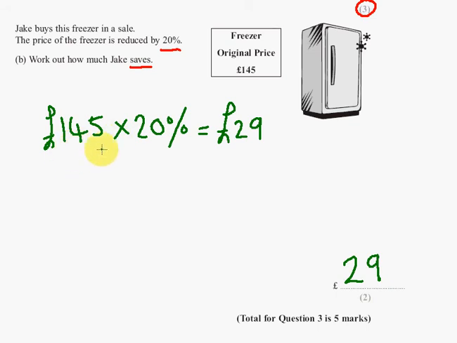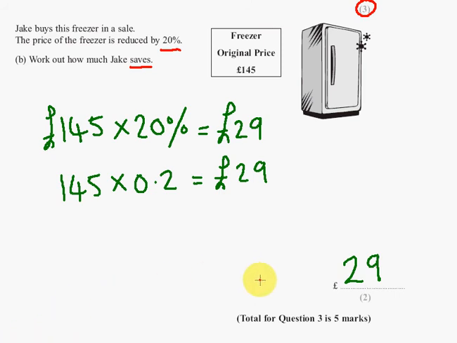Now you can use the percentage button on a calculator paper, or you can use a multiplier. So 145 times, if you want 20%, that's 0.2. That will also get you 20%. Okay, or if you're more happy with dividing it by 100, then timesing it by 20 to get 20%, that's absolutely fine as well. Whichever way you do it is fine.